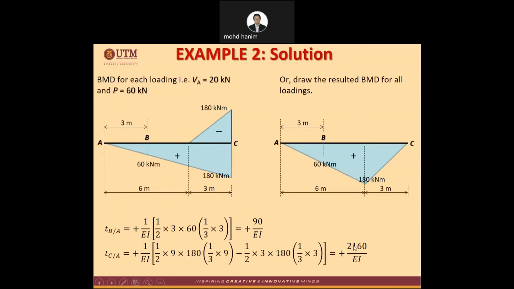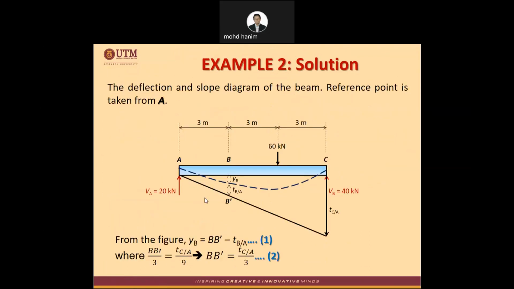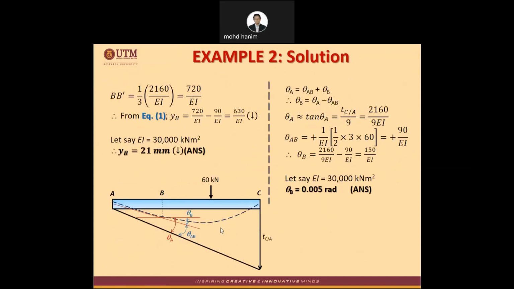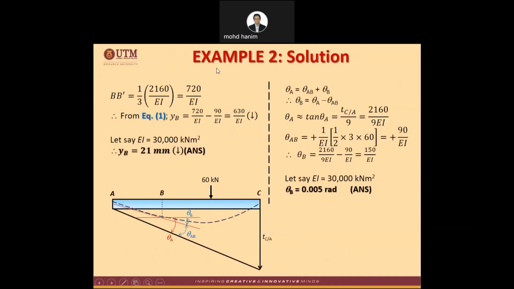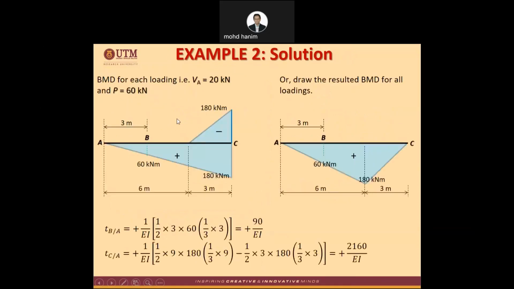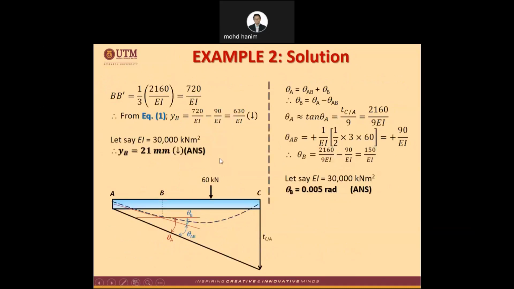Now, what next? We know that BB dash equal to TCA over 3. And what is TCA? TCA is 2160 here, so BB dash equal to 270. And we also know that YB equal to BB dash minus TBA, therefore equal to 630 over EI, and if EI is 30,000, YB equal to 21 millimeter. Answer.